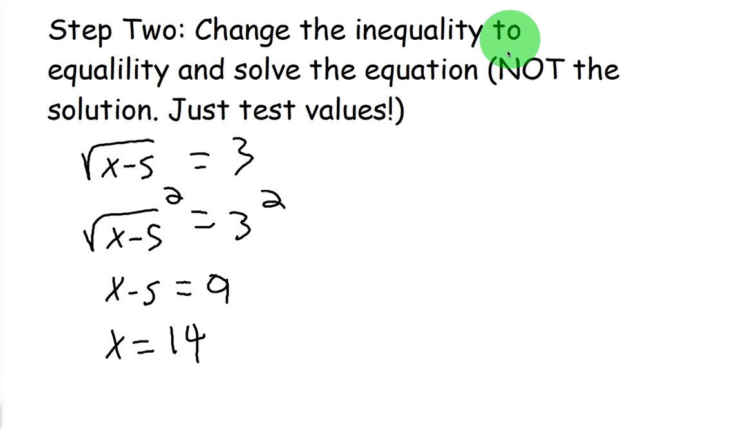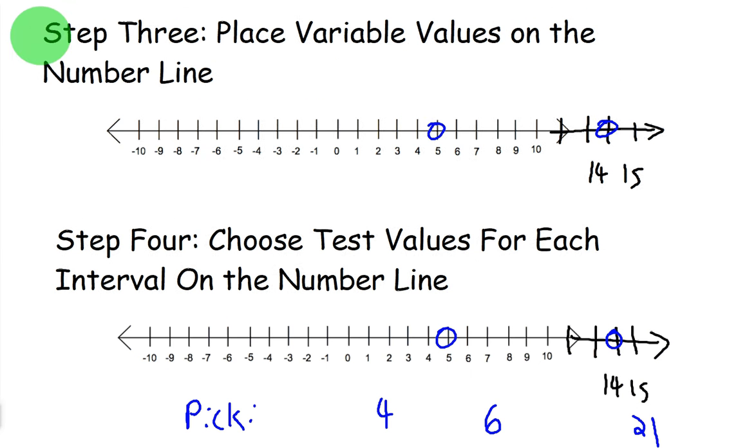Step 2, we're going to change the inequality to an equality, just an equation, and solve the equation. Again, this just gives us another place marker on the number line to figure out our test values. So it was greater than 3. We're just going to change that to an equal sign and solve for x. We square both sides to cancel the radical on the left, and now we have x minus 5 is equal to 3 squared, and then add 5 to both sides. x is equal to 14. So x equals 5 is one of our place markers, x equals 14 is the other one. We're going to put that on the number line.